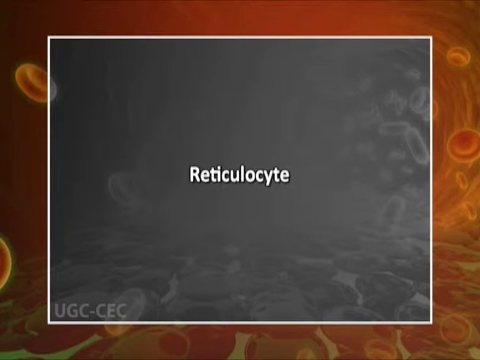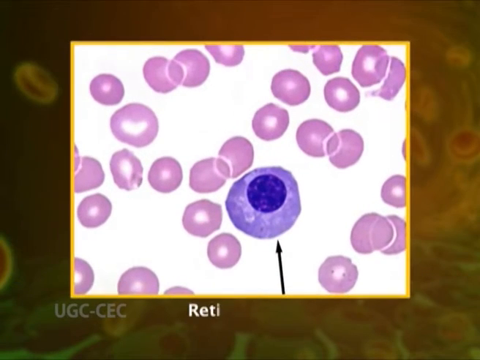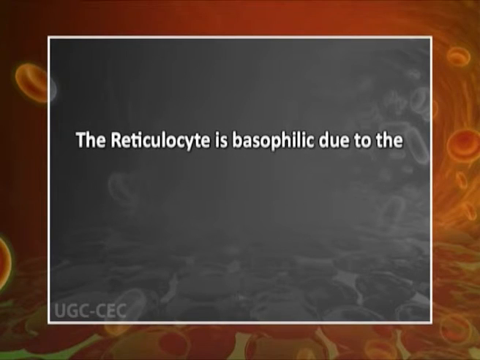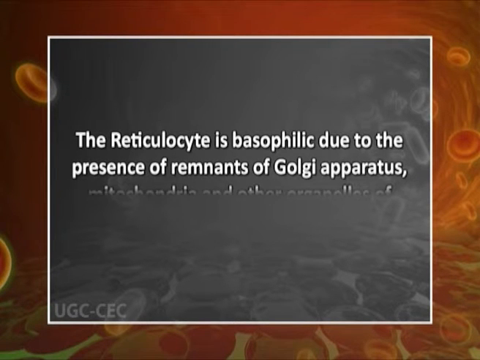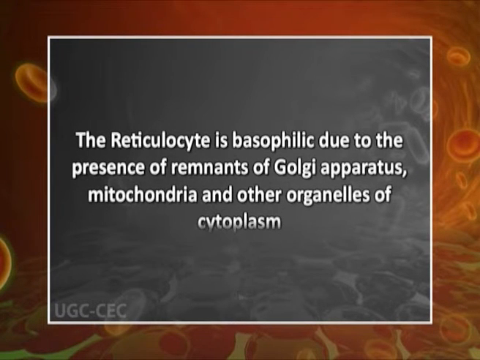Late normoblast develops into reticulocyte, which is the fifth stage. It's also known as immature RBC. It's slightly larger than matured RBC. The cytoplasm contains the reticular network, or reticulum, which is formed by remnants of disintegrated organelles. Due to the reticular network, the cell is called reticulocyte. The reticulum of reticulocyte stains with supravital stain. The reticulocyte is basophilic due to the presence of remnants of Golgi apparatus, mitochondria and other organelles of the cytoplasm.